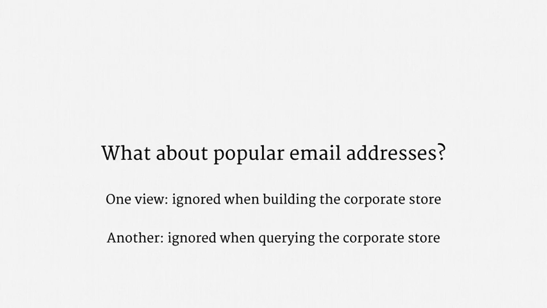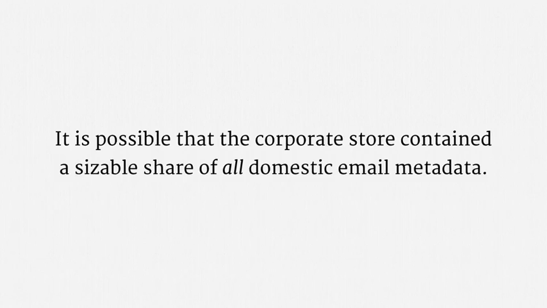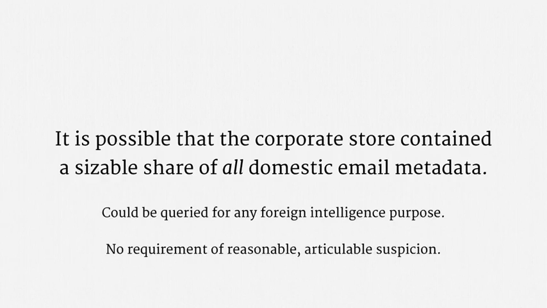Since that was a little in the weeds, let me put it differently. It is entirely possible that the corporate store contained a sizable share of all domestic email metadata. And remember that the corporate store could be queried for any foreign intelligence purpose, and there was no requirement of reasonable, articulable suspicion of anything. So, some critics of this program have emphasized that the corporate store was a massive loophole. And even if the NSA wasn't yet taking advantage of that loophole, it could start at any time.